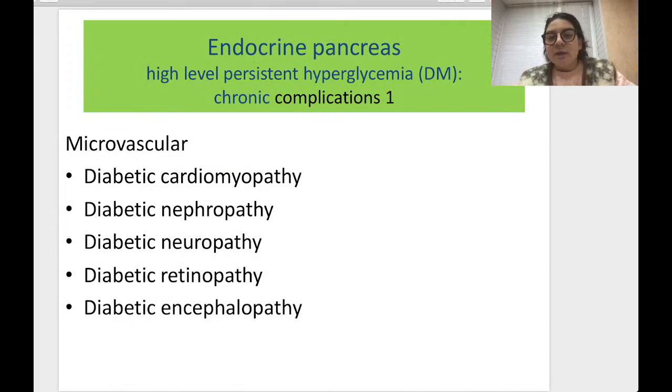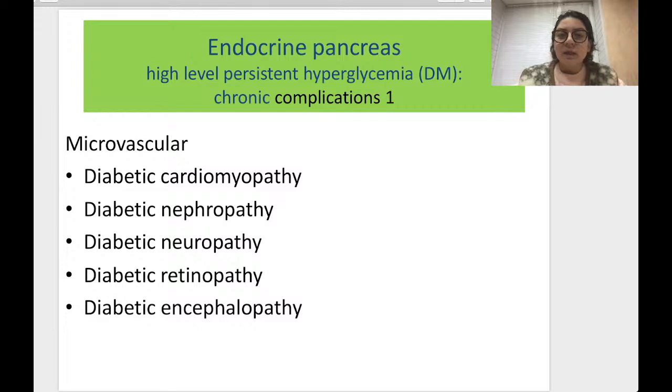Okay, and chronic complications. We don't have enough time today for it. That's why I just name several of them in a few words, but at home, please read about them. All of them are connected with damaging of vessels and damaging of nerves. Damaging of nerves we name diabetic neuropathy. And damaging of vessels we can divide into damaging of big vessels and small vessels, and we name them microvascular complications of diabetes and macrovascular complications of diabetes.